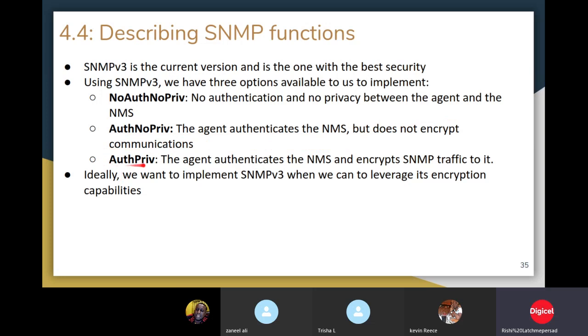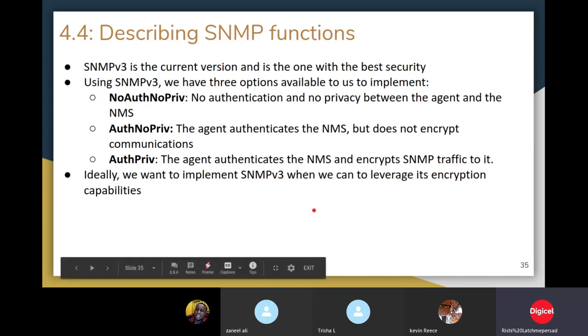And then lastly, for the most secure version, you have auth priv. So you see the no getting removed there, right? Just auth priv. The agent authenticates the NMS and it encrypts the traffic to the NMS as well. So this is the most secure version, right? So ideally, we want to implement SNMP v3 when we can to leverage its encryption capabilities.